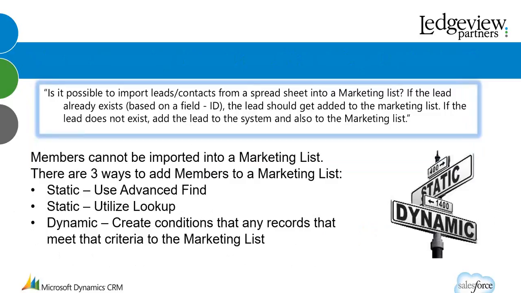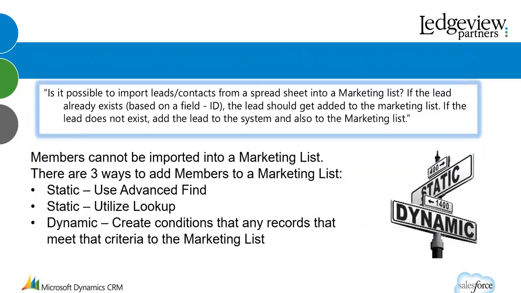Our next question, is it possible to import leads or contacts from a spreadsheet into a marketing list? I want to stop right there before I read the rest of the question. When a lead and contact is put into a marketing list, they're known as members. And then the rest of the question is, if the lead already exists, the lead should get added to the marketing list. If the lead does not exist, add the lead to the system and also to the marketing list. So that's kind of the scenario that this individual is looking for.